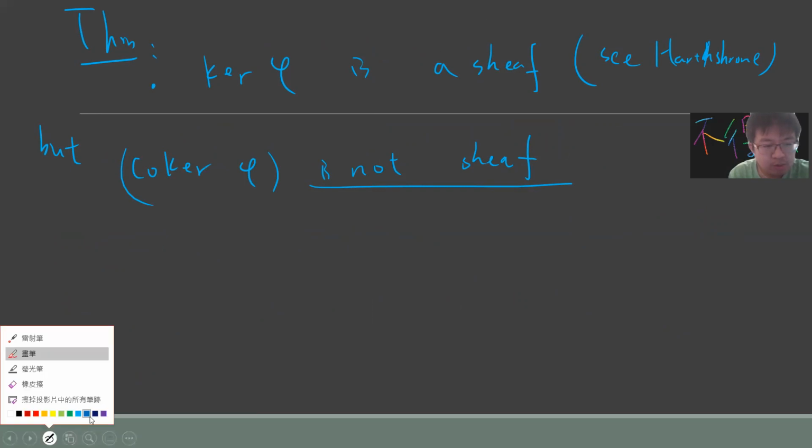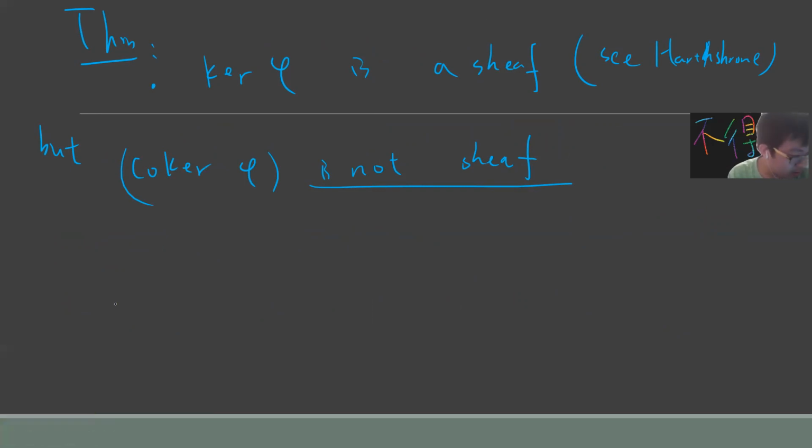So let me spend time and describe why the cokernel is not a sheaf. And once we have done this, I can talk a little bit about sheafification, and that would be enough. So let me explain why the cokernel is not a sheaf in general.